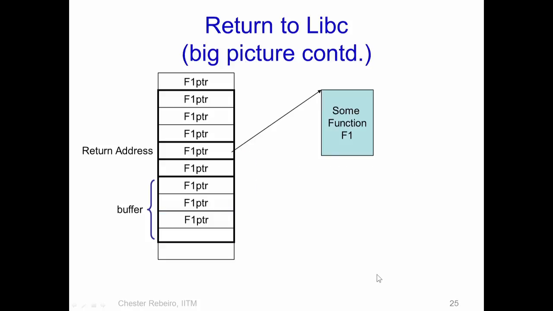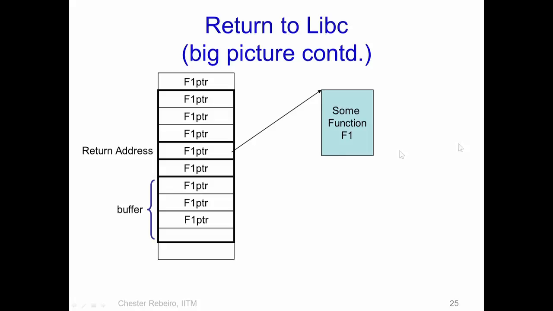What return to Libc does is that instead of forcing the return address to branch to a location within the stack, it forces the return address to go to some other location containing some other function. Let us say this function is F1. So, what is filled onto the stack through a buffer overflow is a pointer to F1. Therefore, when the function completes executing, the return address taken from here is a pointer to F1, and therefore, the CPU is forced to execute this function F1.